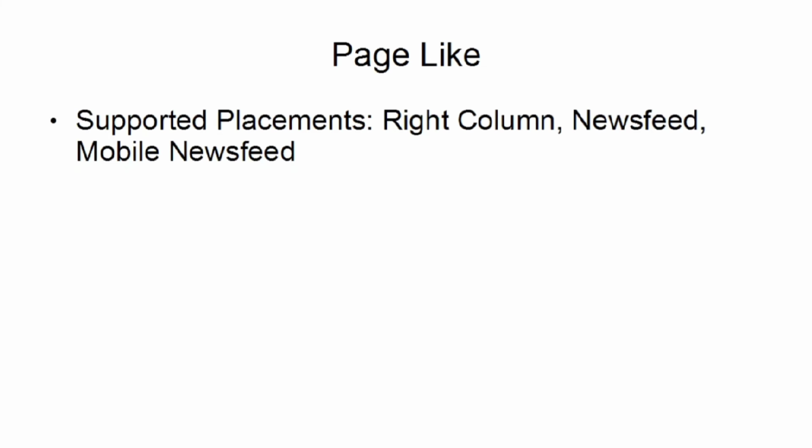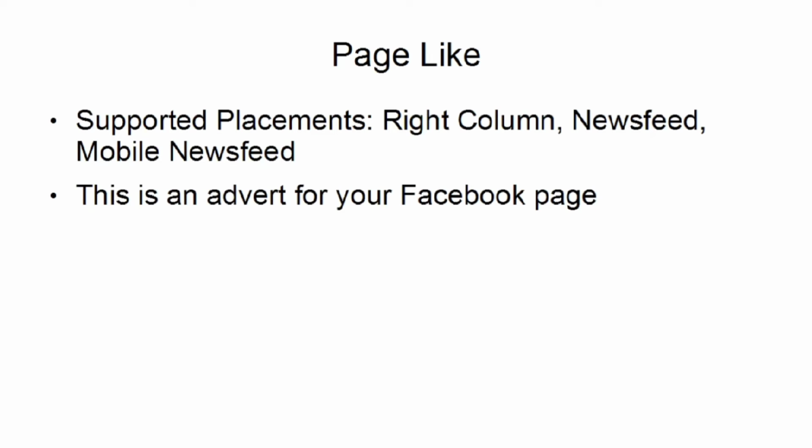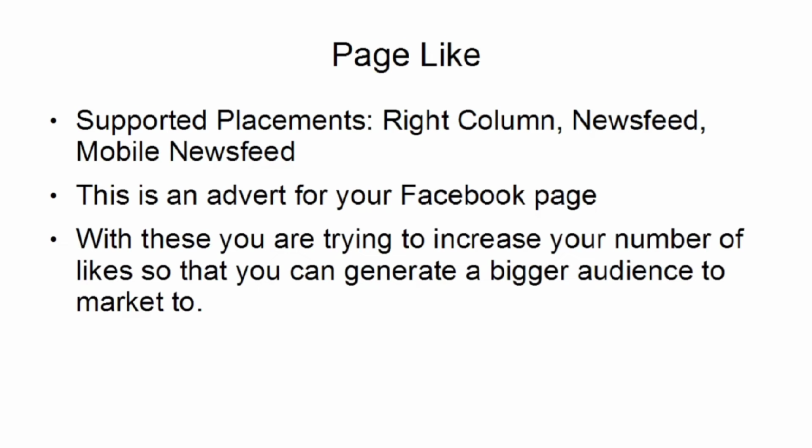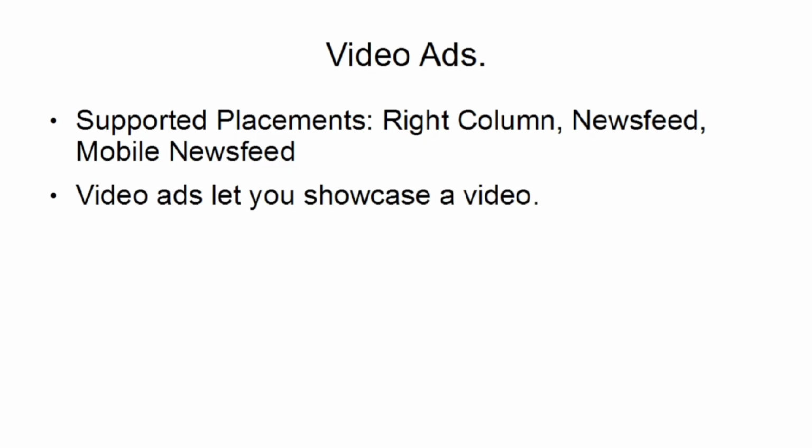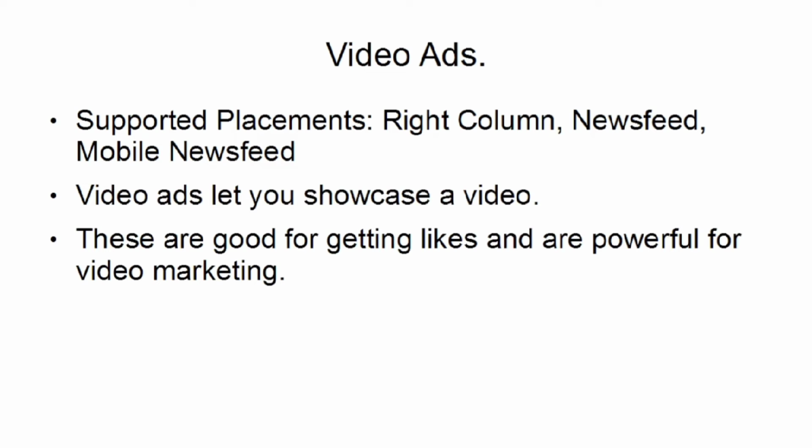Then there's the page like, and the supported placements for this one are the right column newsfeed and mobile newsfeed. And this is an advert for your Facebook page, essentially. And with these, you're trying to increase your number of likes so that you can generate a bigger audience to market to. Then there are video ads, and the supported placements are the right column newsfeed and mobile newsfeed. And video ads let you showcase a video. And these are good for getting likes, and they're powerful for video marketing.